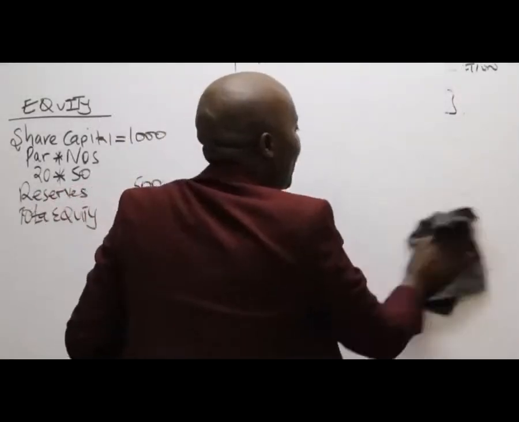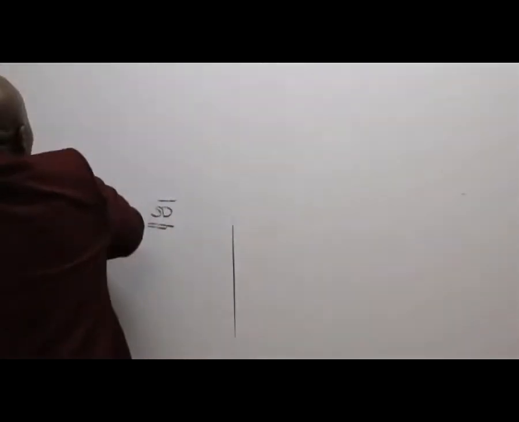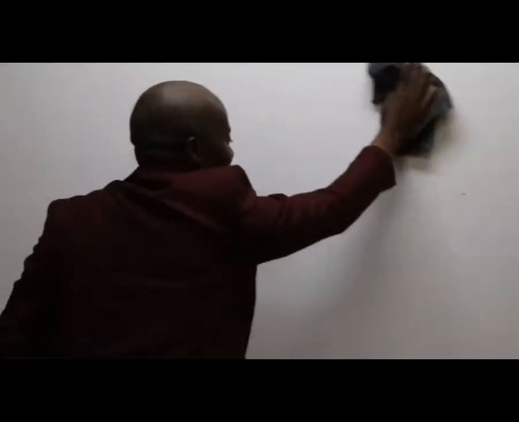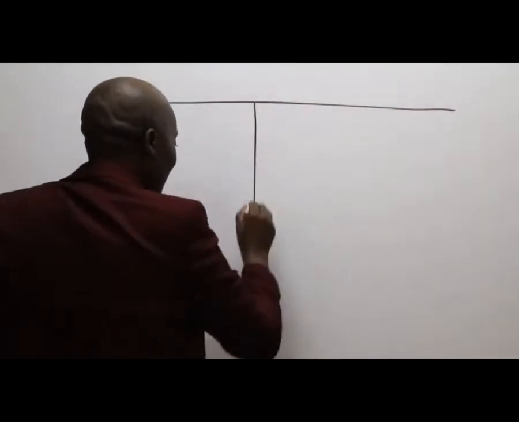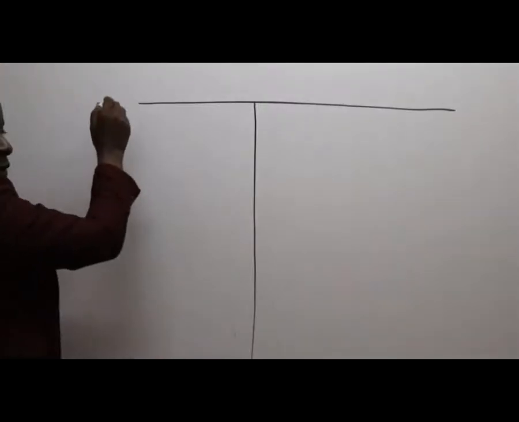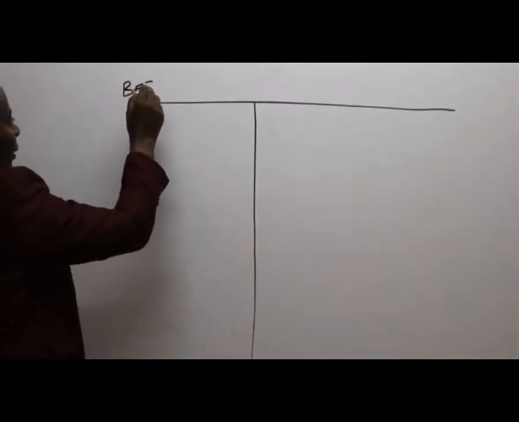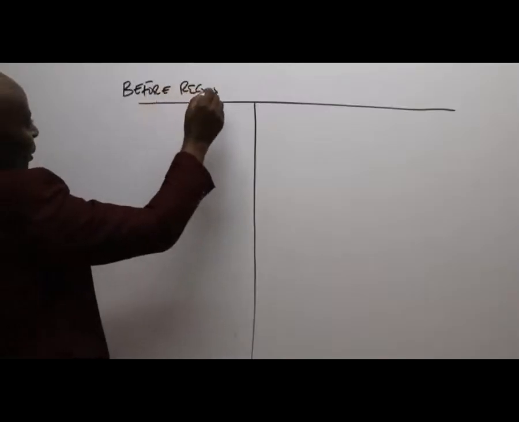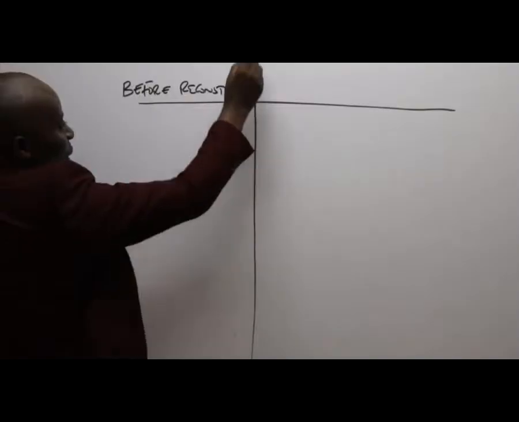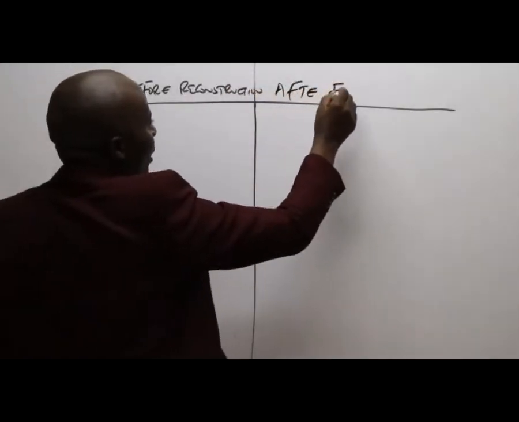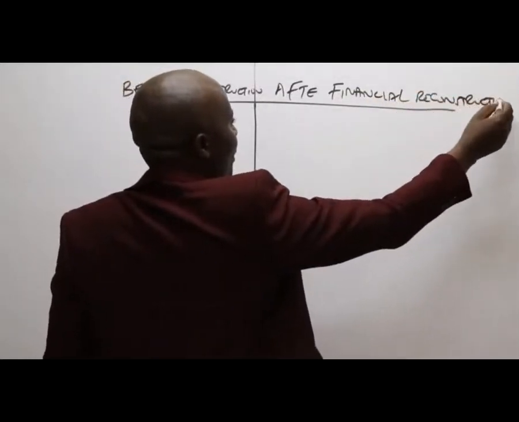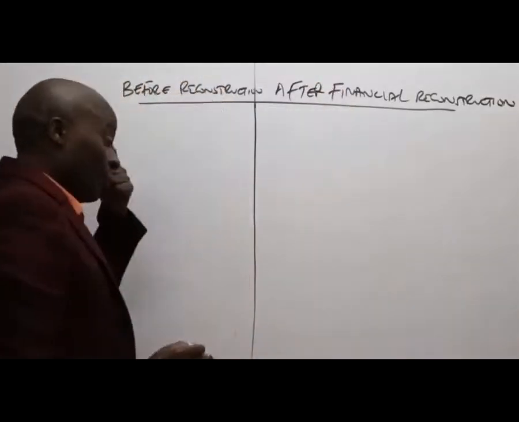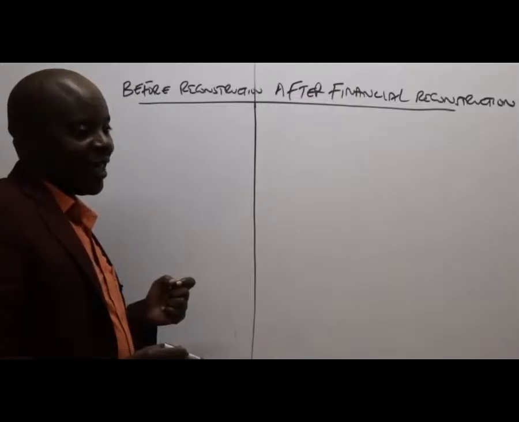Great. Now, ladies and gentlemen, after I have gotten that, I'm going to do a tabular solution, where I will have my matrix here divided into two. We have here before financial reconstruction, and after financial reconstruction.